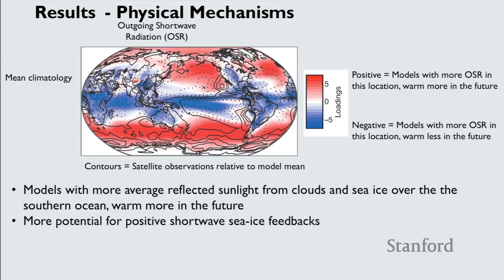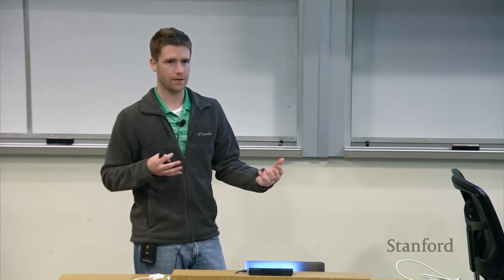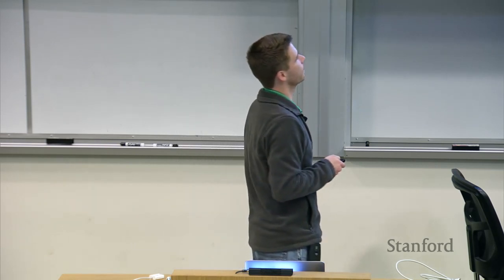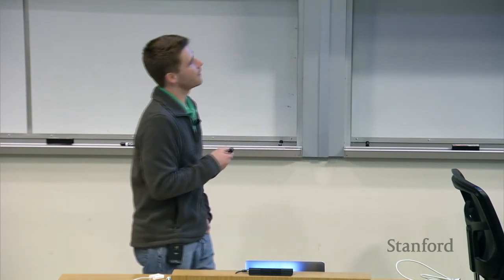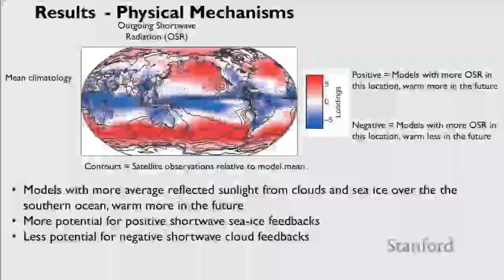And so that makes sense physically why this would matter for warming in the future. I think it's easiest to think about sea ice. If you have a model that in the current climate state has a lot of sea ice, that means that as you increase the temperature in the future, there's a lot of sea ice to melt. And as you melt more sea ice, you're reflecting less solar radiation back to space and you're absorbing more. So it would make sense that models with more sea ice to begin with can melt more and then can have a more positive feedback on warming. And we see that it also makes sense for shortwave cloud feedbacks. This actually happens to be an area of negative cloud feedback in the models.